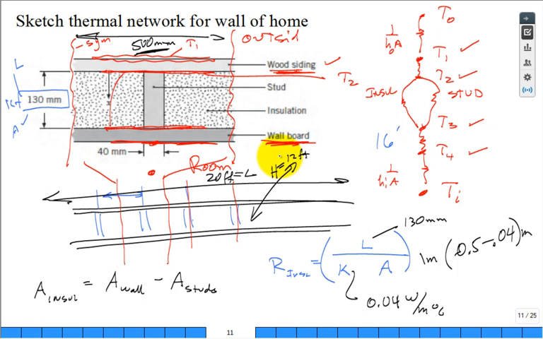Let's say you had 14 studs in there, right? Well, then you would say, I have to subtract off the 14 studs times however wide the stud is, and then they're the same length. So the width of the stud and then the same height of the stud. So this would be the length and then the height of the wall. I'm trying to show you two approaches.